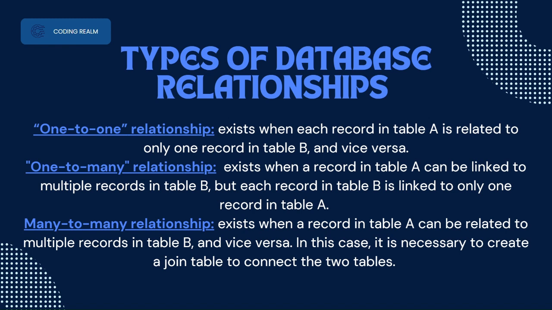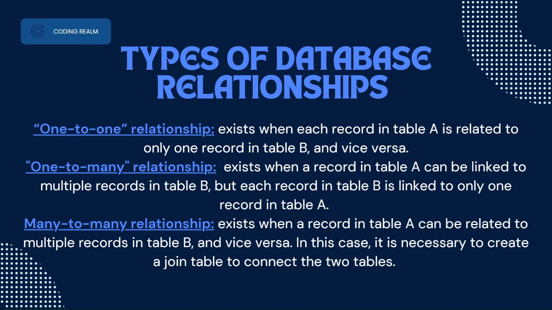Let's talk about one-to-many. A one-to-many relationship exists when a record in table A can be linked to multiple records in table B, but each record in table B is linked to only one record in table A. For example, an order table can be linked to a customer table. Each order is placed by a unique customer, but each customer can have multiple orders. This is the difference between one-to-one and one-to-many.